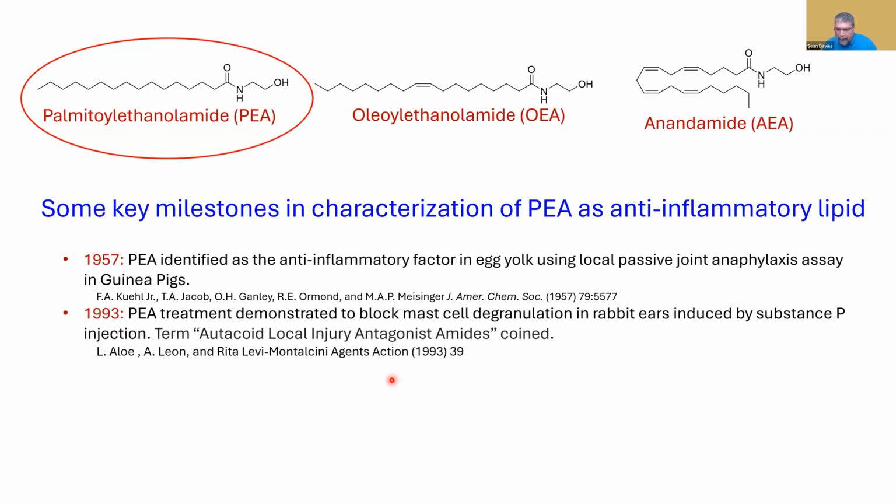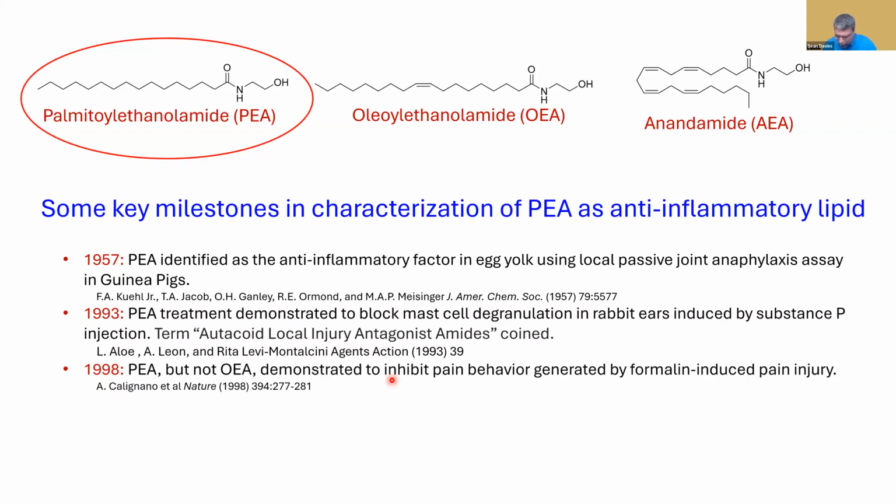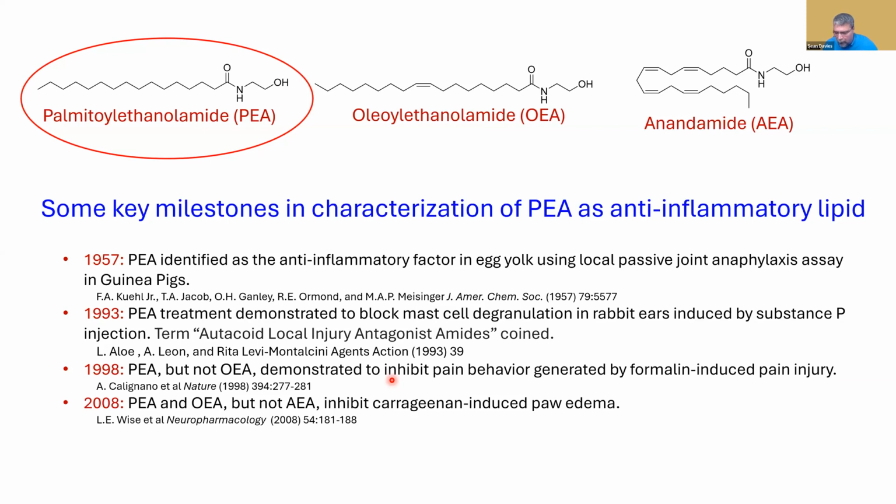Later on, it was shown that PEA would block mast cell degranulation, and this is where the term autacoid local injury antagonist amides, ALIAmides, was coined. Now that's a mouthful, but I think it really highlights the key idea that these are generated in response to injury, and then they help to limit the damage from the injury and to return to homeostasis. In 1998, PEA, but not OEA, was demonstrated to inhibit pain behaviors that were induced by formalin. And in 2008, PEA and OEA, but not anandamide, were shown to inhibit carrageenan-induced paw edema. So all of these suggest an anti-inflammatory effect of PEA. Later on, I'll also talk about a pro-resolving effect.